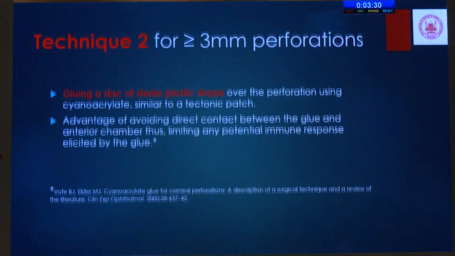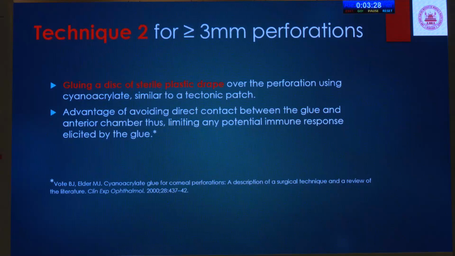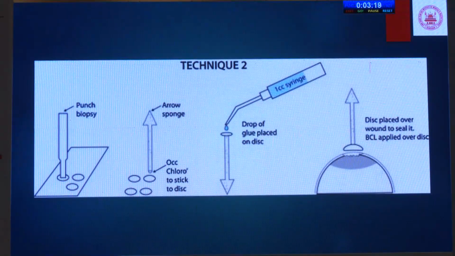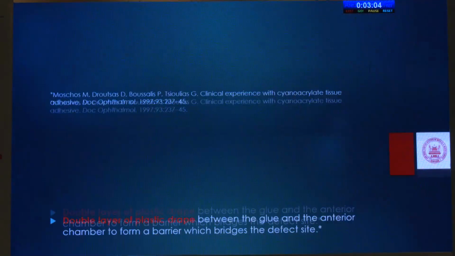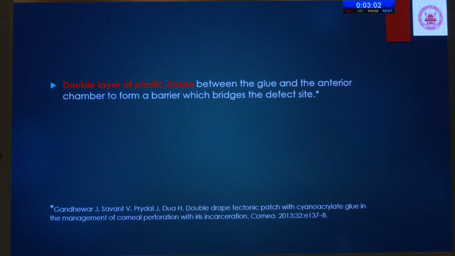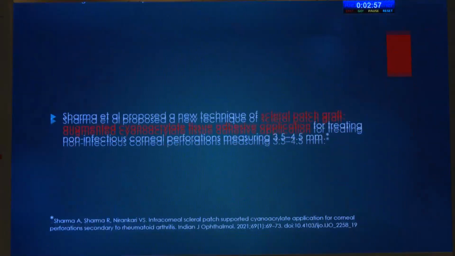For larger perforations, technique 2 is recommended, that is the drape technique, gluing a disc of sterile plastic drape, which is going to help you with creating a barrier between the anterior chamber and the glue. Then there are certain variants of this technique. One is where a 10-0 nylon suture mesh is created over the perforation, and over that the glue is applied. But again, that can be a little surgically tedious in a perforated eye. The double drape technique is also advised for larger perforations to create that barrier.